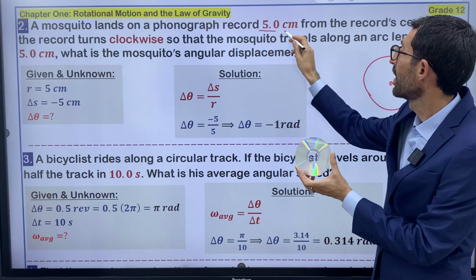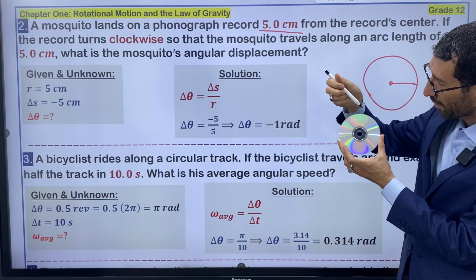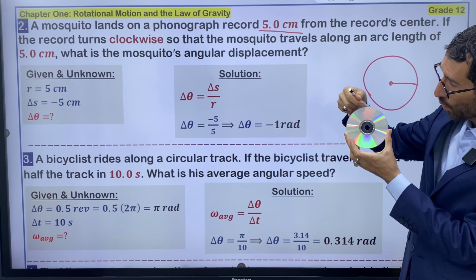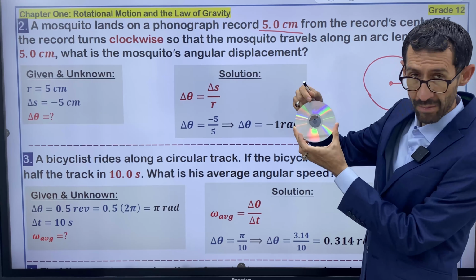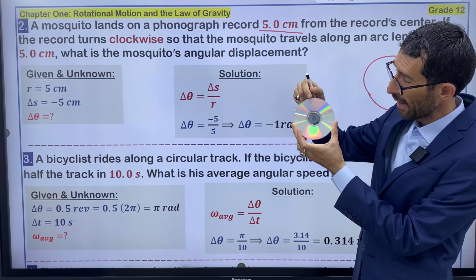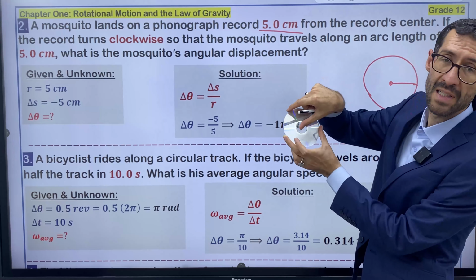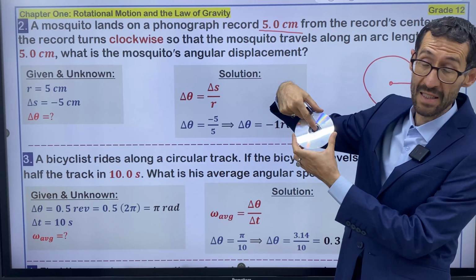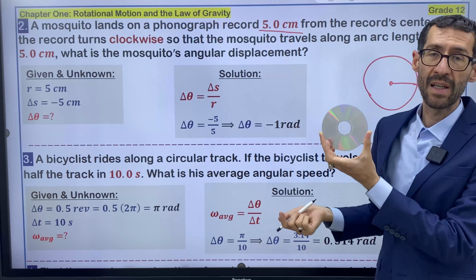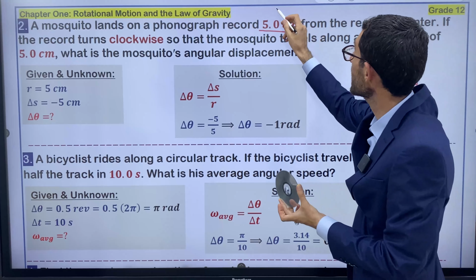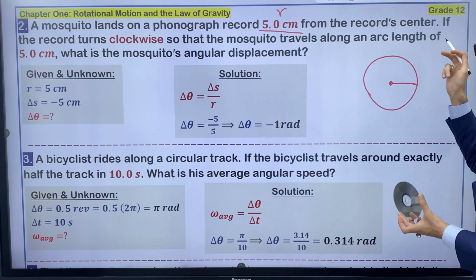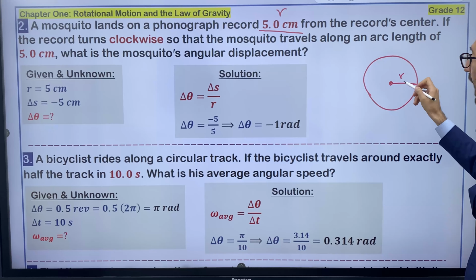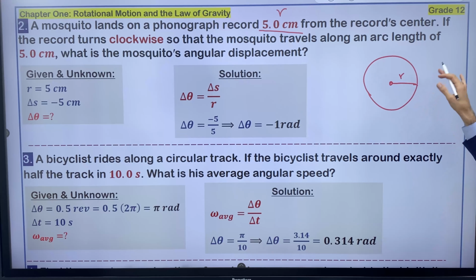What does it mean? If one insect sits here, right? What's the distance between the position of the mosquito and the center of the CD, for example? What's this? Actually, it becomes the radius. So this is R, right? From the record center. So there's a mosquito here, and we have R. Right now, R is available.